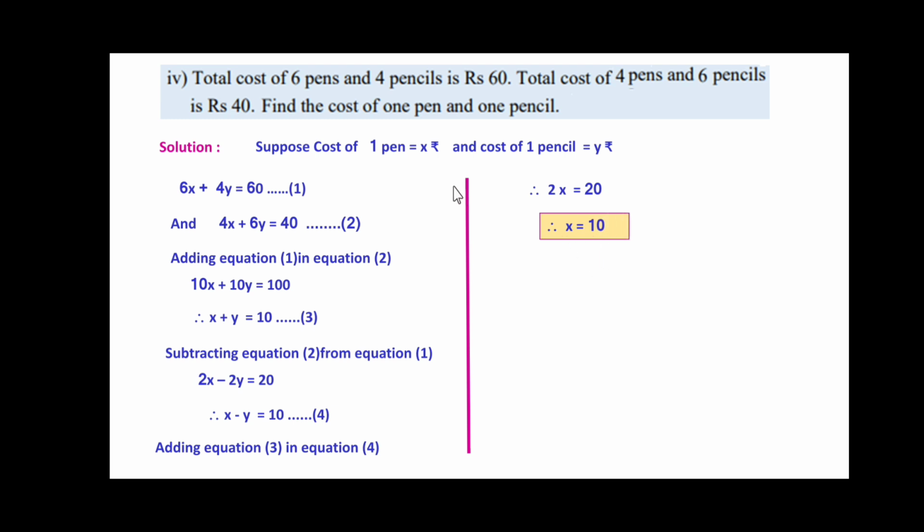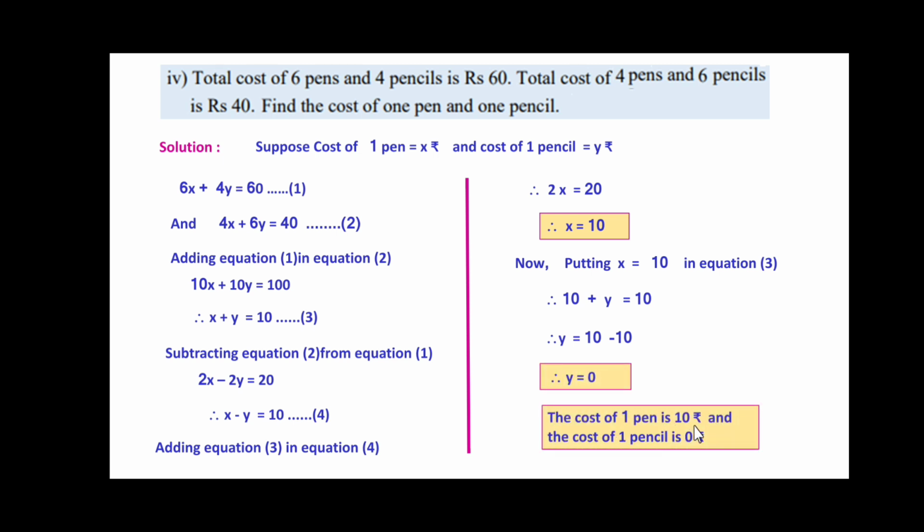The value of x is nothing but the cost of 1 pen. Now we'll find the cost of the pencil, which is y. We'll calculate the y value by putting x is equal to 10 in equation 3. You will get 10 plus y is equal to 10. Therefore y is equal to 10 minus 10. Therefore y is equal to 0. So friends, we get the cost of 1 pen is rupees 10 and the cost of 1 pencil is 0.